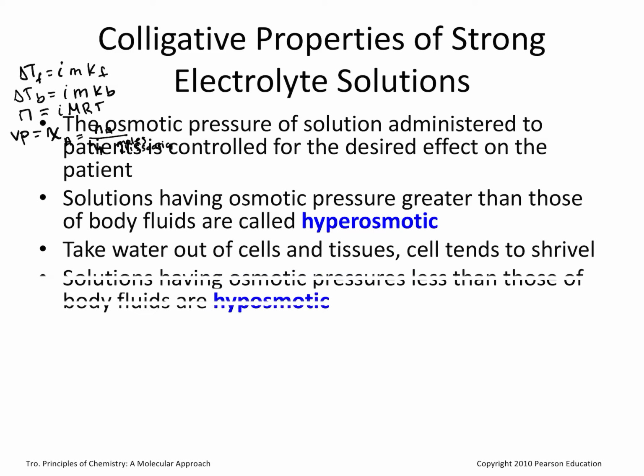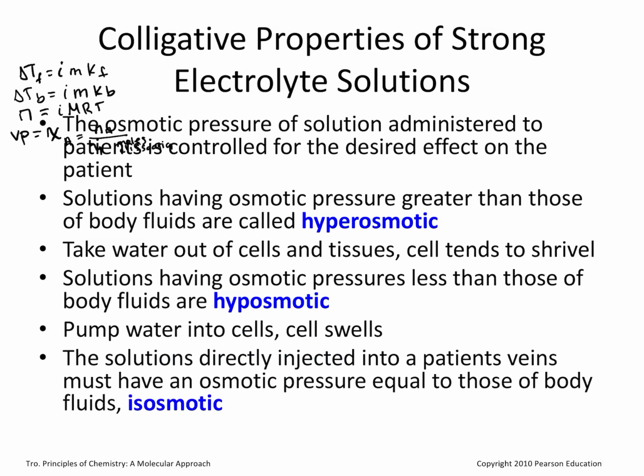So when a human cell is placed in a hyperosmotic solution, it tends to shrivel as it loses water to the surrounding solution. Solutions having osmotic pressure less than that of the body are called hypoosmotic. These solutions pump water into the cells so they look a little bit more swollen.